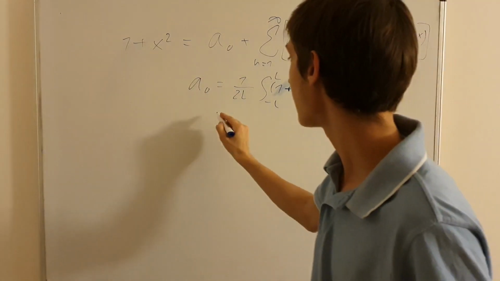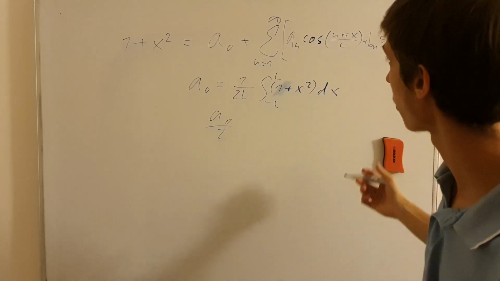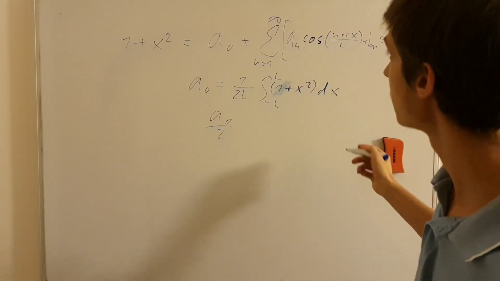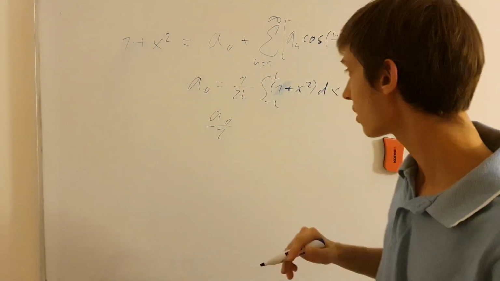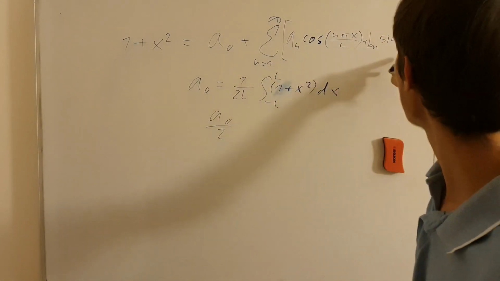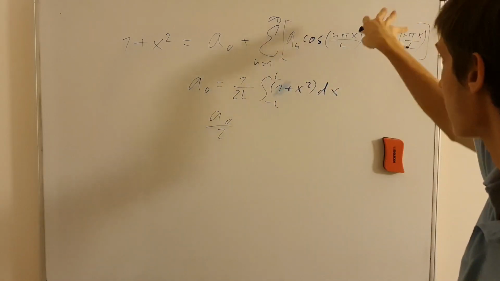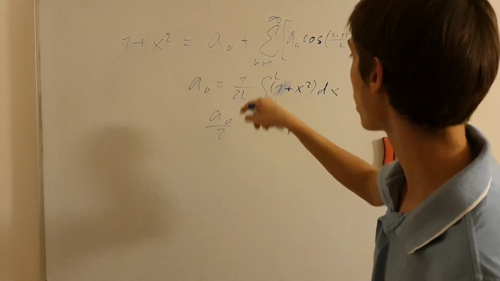Also, what's often seen is a0 over 2 as the first part of this Fourier series scheme. So instead of just a0 here, one might see a0 over 2. And the reason for it is that here it is 1 over 2L. For these other coefficients, it will be just 1 over L in front of the integral, whatever integral will appear in a second when I show the formula for those two as well. But here I have 1 over 2L.